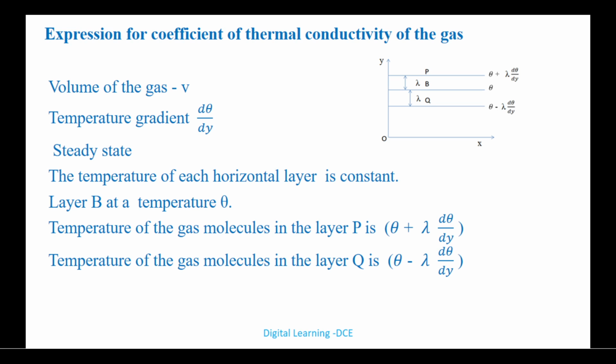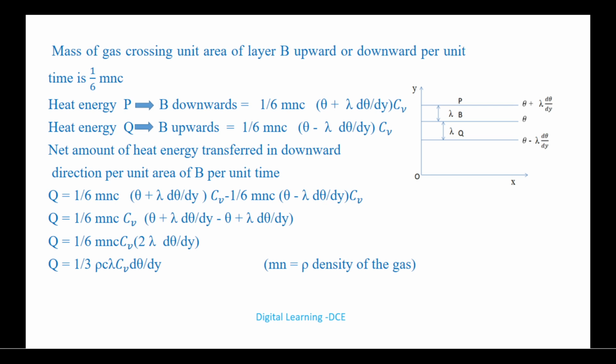Then next, in the previous session we have already discussed this part, that on average the number of molecules crossing in any one particular direction is equal to 1 by 6 of Nc. Here the term 1 by 6 mNc represents the total mass of gas molecules crossing the layer B either in upward or in downward direction per unit time.